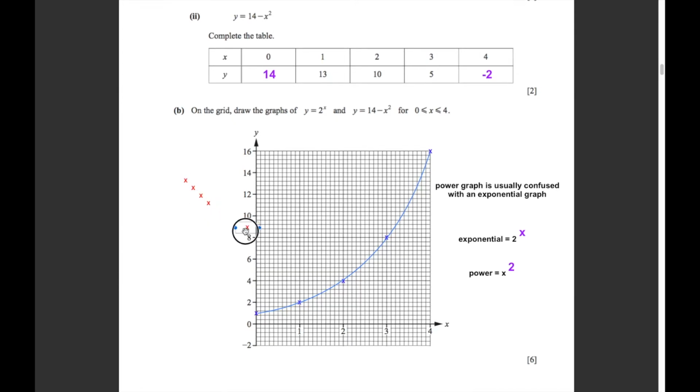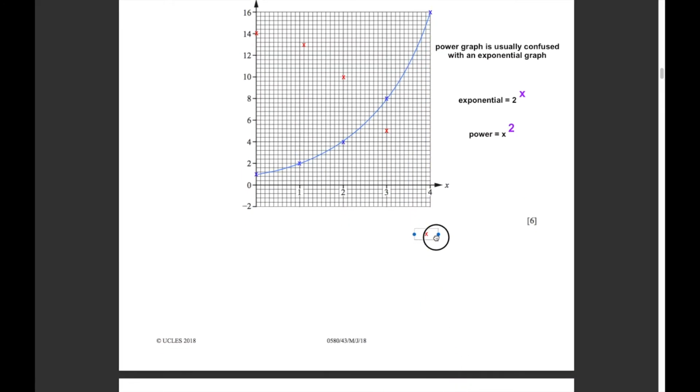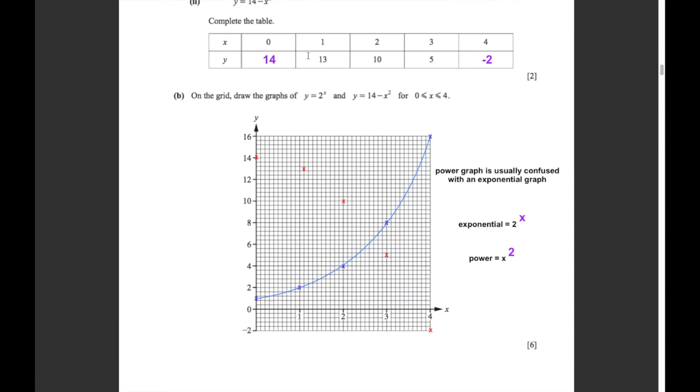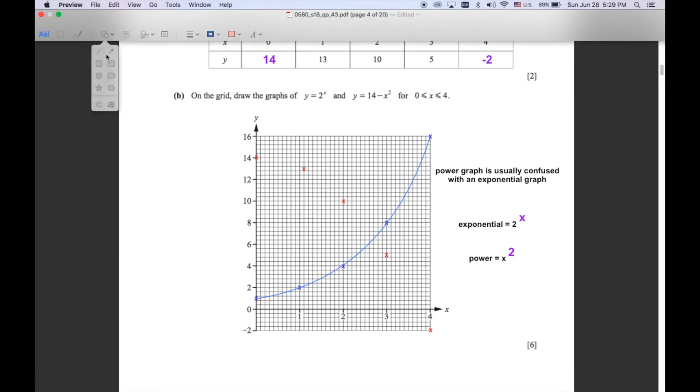All right, so 0 and 14, then 1 and 13. So we add the 2, add the 12, then add 2.5 squares. So 1, 2, and then 8.5. And then 2 and 10. There you go. 3 and 5, 3 and a 1, 2.5. 4 and negative 2. Okay, again, let's create the line. Let's change the color.